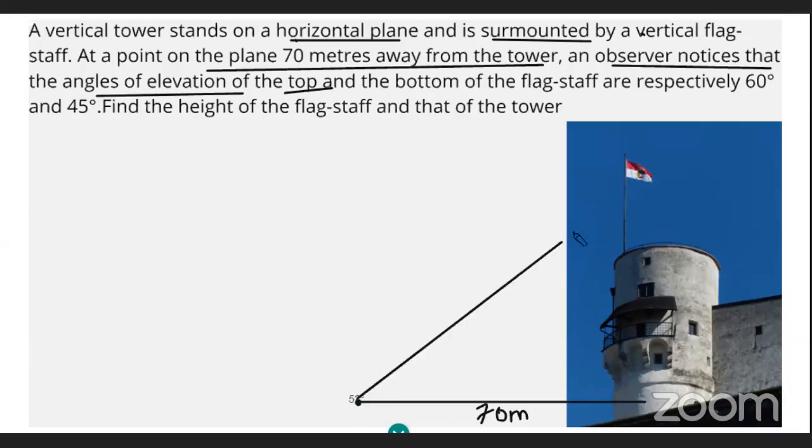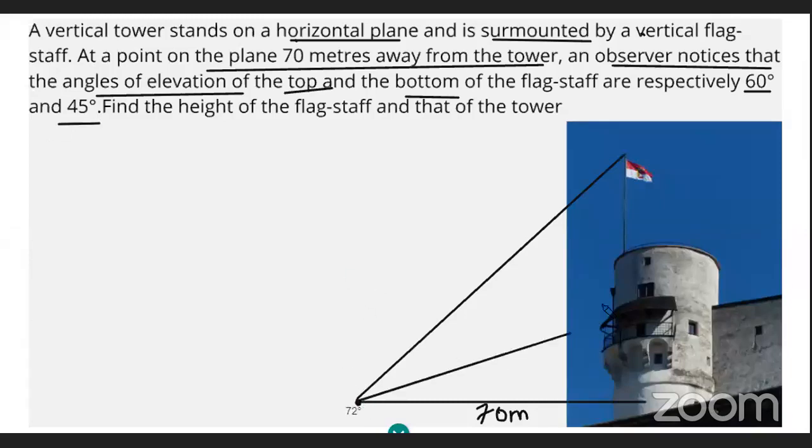So first I'm marking the top of the flag. Can you see? Yes, ma'am. Okay. Then the angle of elevation is 60 degrees. The first word is top. Therefore, the first angle is 60 degrees. The second word, angle of elevation, I'm going to read it again and explain. Angle of elevation of the top and the bottom of the flag staff. The angle of elevation of the top is 60 and the bottom is 45. So let me mark the bottom. And let me connect it. So this smaller angle is 45. The bigger one is 60.